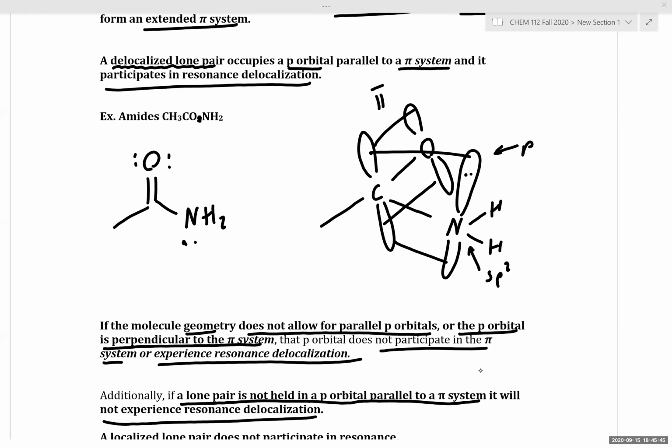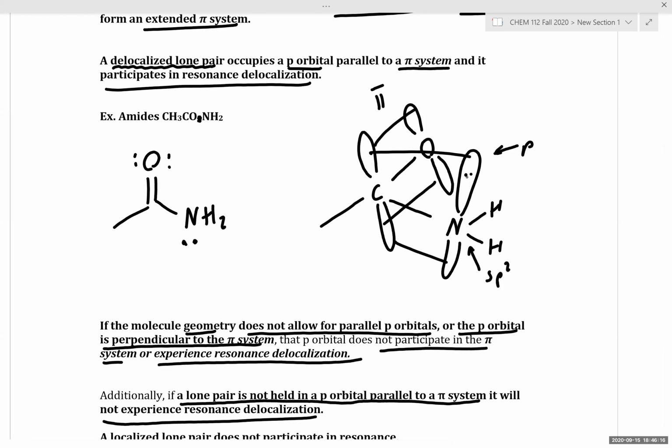So in an amide, for example, the nitrogen containing a lone pair is adjacent to a pi system. So then, if the nitrogen adopts an sp2 hybridization, you can place the lone pair in a p orbital, and as a result, that lone pair can overlap and interact with the pi system, and we can delocalize our lone pair across all of our atoms in the pi system.